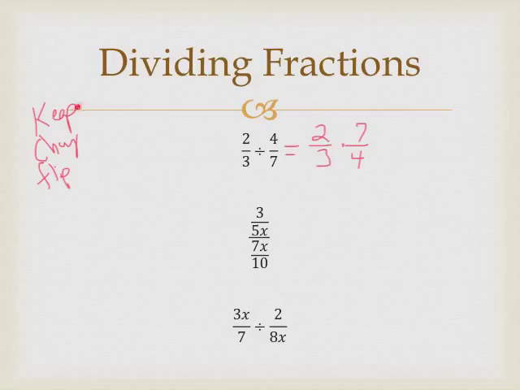So that's the keep. The change is you're changing the operation from division to multiplication. And then the flip is talking about looking for the reciprocal. Okay? So we should end up with the answer here of, well, now that we've flipped it, we can actually simplify this. So I can reduce the 2 with the 4, trying to save ourselves a little bit of work. So 1 times 7 is 7, and then 3 times 2 is 6. So we have 7/6. Okay?